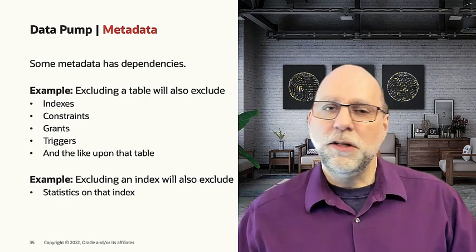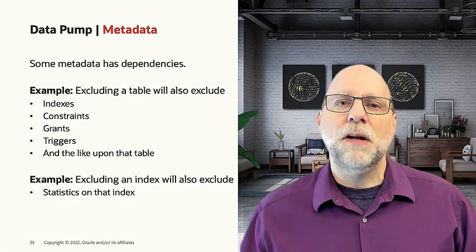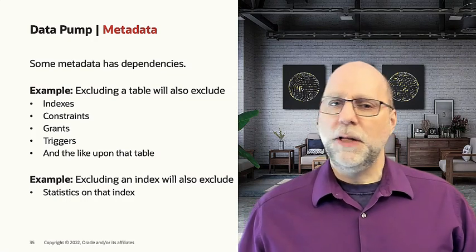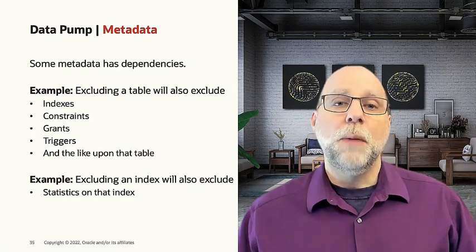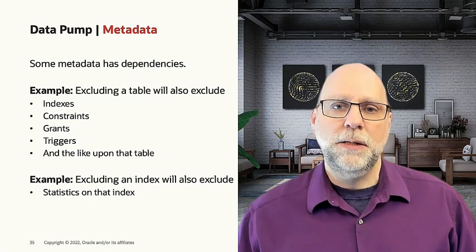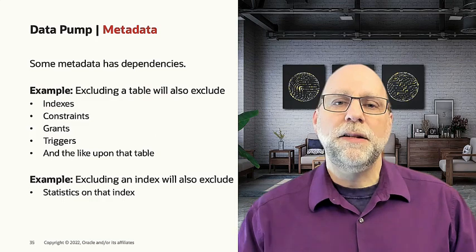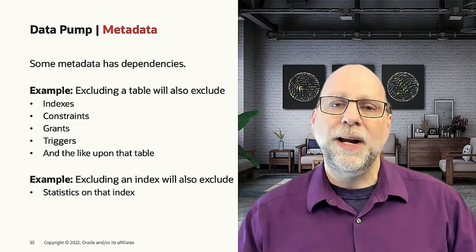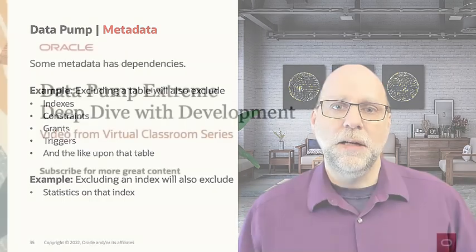And one other thing I just want to mention is that some types of metadata are maybe different than you might expect. For example, primary keys in the Oracle database are implemented as unique indexes. However, they're treated as table objects, as a constraint on the table, not as an index themselves.